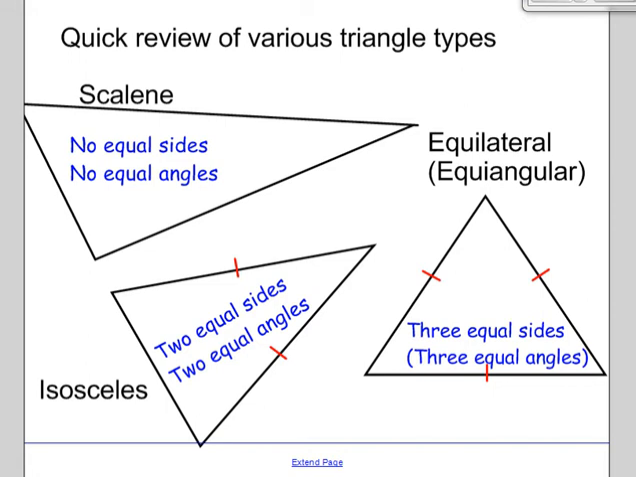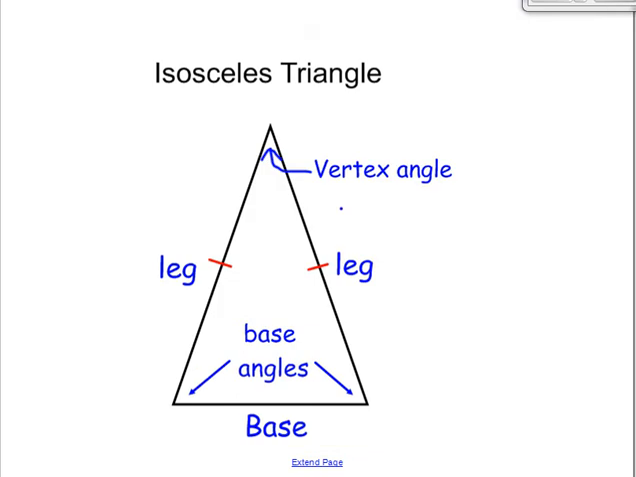And finally, we have equilateral triangles. And an equilateral triangle is simply a triangle with three equal sides. So our scalene has no equal sides, our isosceles has two equal sides, and our equilateral has three equal sides. And another thing we're going to learn during our lesson today is that if we have an equilateral triangle, if all three sides are congruent, then it turns out that all three angles are going to be congruent as well. All right, so let's dive in here and start talking about isosceles triangles.